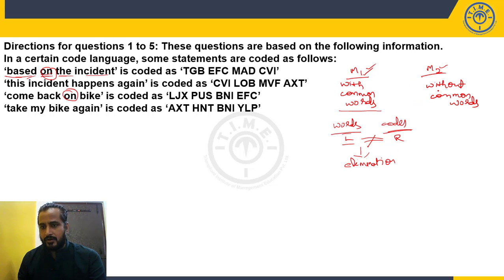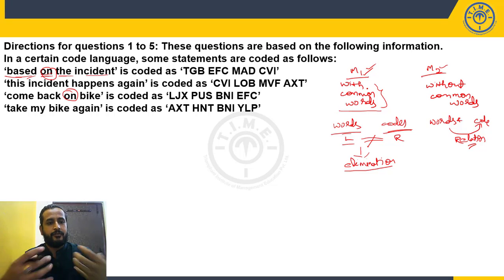And in model 2, without common words, the left side words and right side quotes will have some relation. That relationship has to be identified by us, and the same relation we need to apply in the given questions. Clear? Okay. So this is the elimination process. Here we need to identify the relation. Now, in questions 1 to 5 we have observed that we have common elements, common words. So let us try to identify the quotes of each and every word using the elimination process.